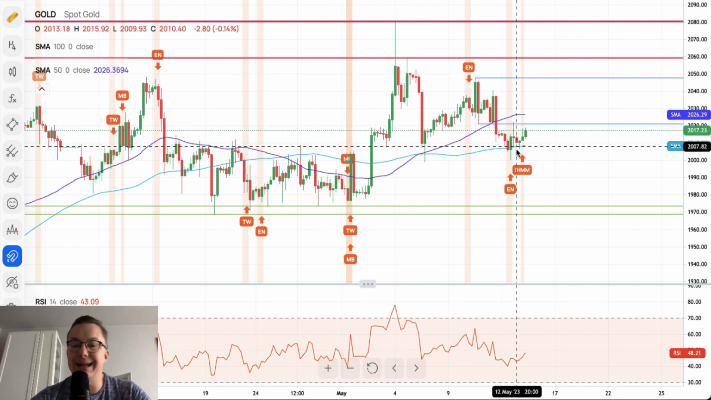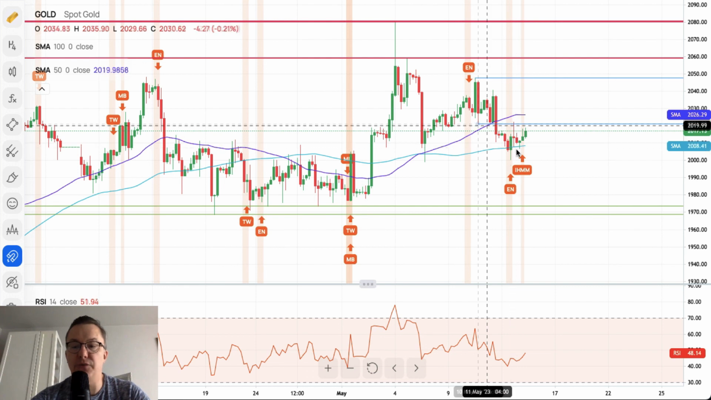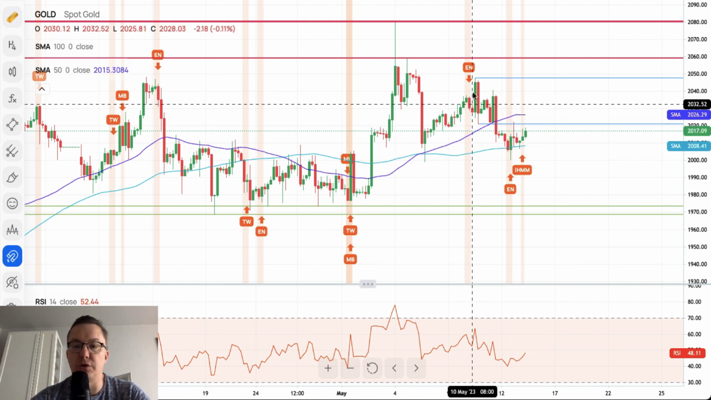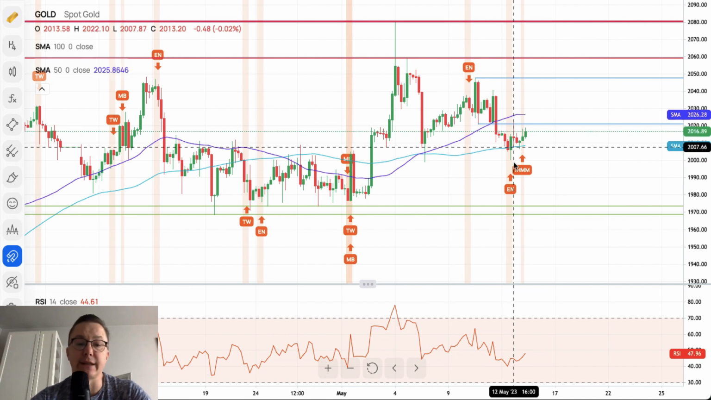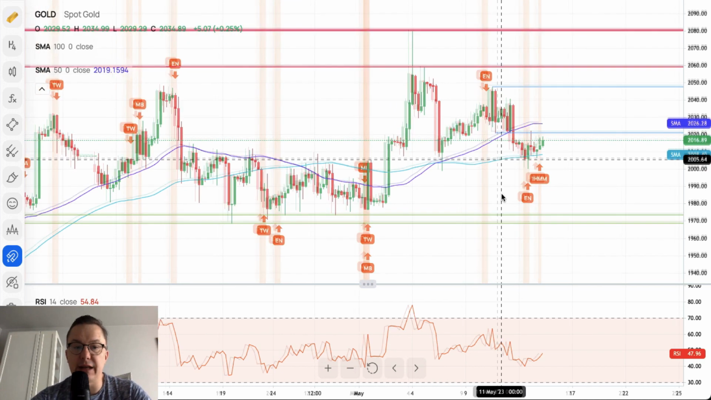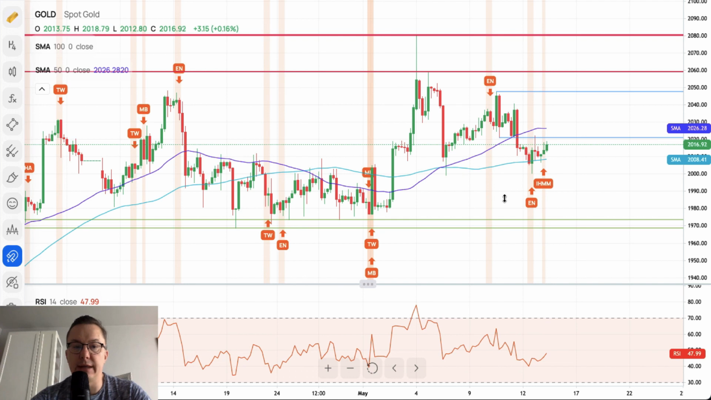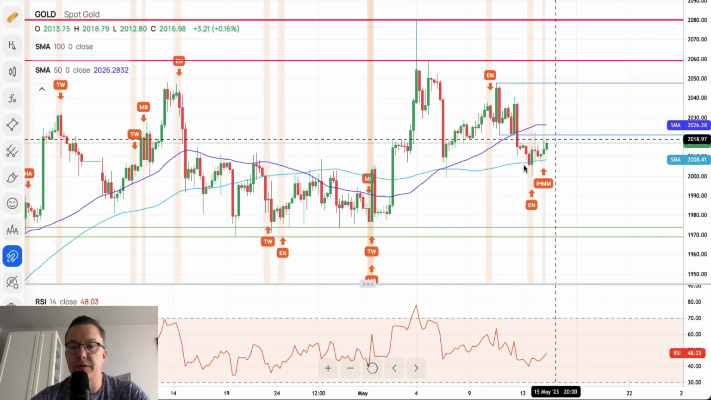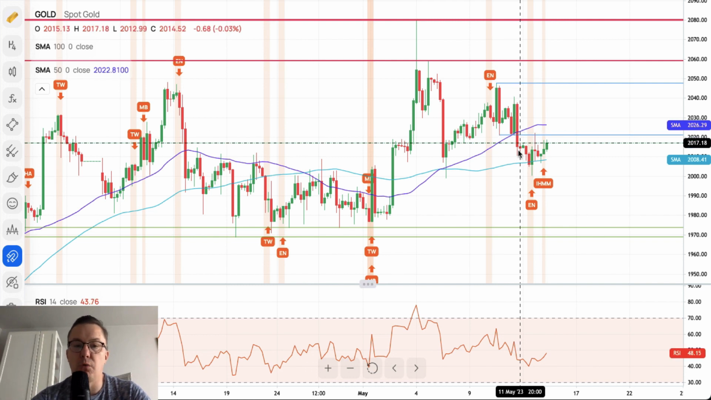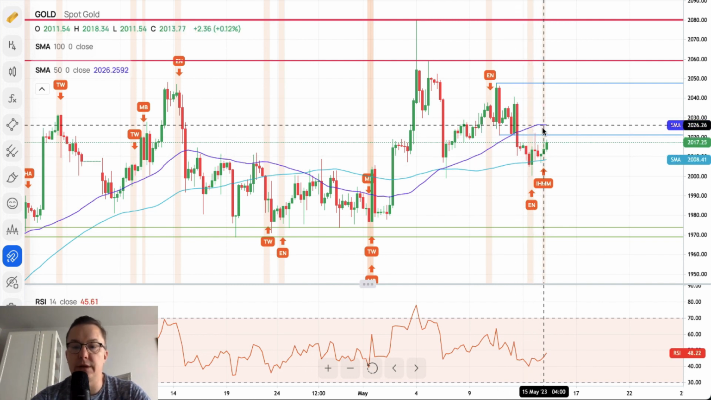However, bears are getting much more active above 2040, $2050 per ounce of gold. They are just pushing this market lower and lower and lower. So they are still active, they are defending the zone, and we might see some increased bearish activity if the market will break above 50 or 100 periods moving average.